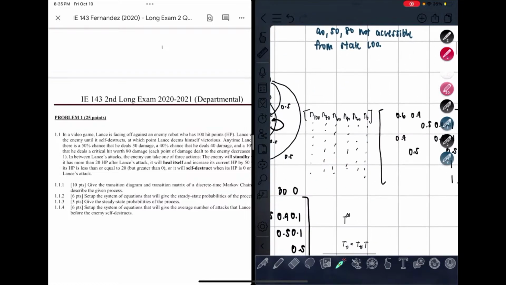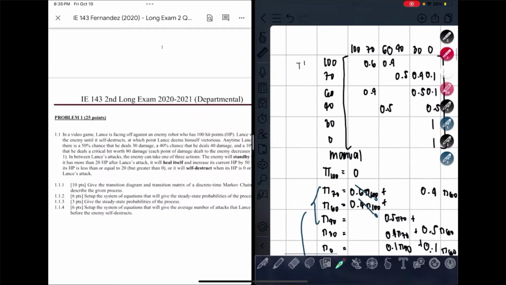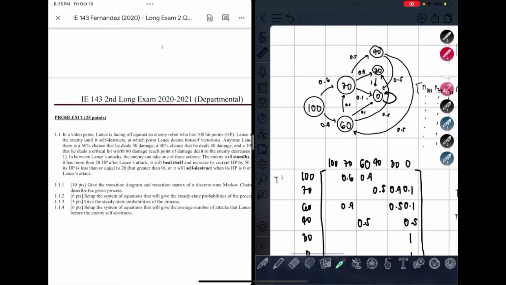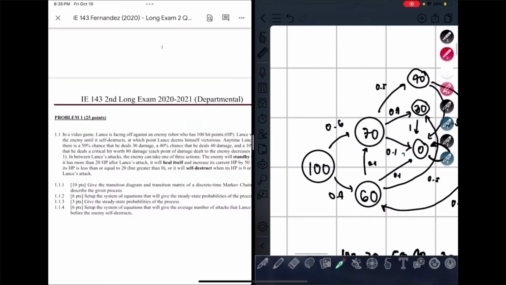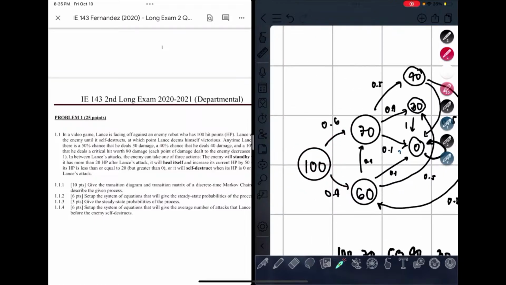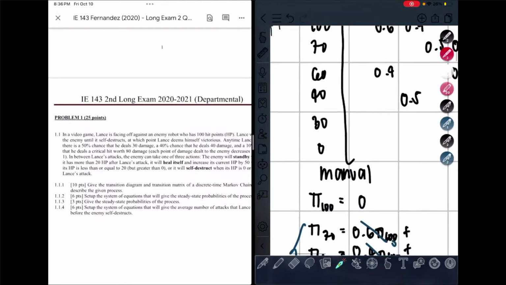So meaning just this becomes 0, right? And if you think about it, that makes sense. Why? Because if you start at 100, you can either go to 70 or 60, but you can't come back to 100, right? It is a transient state. So it makes sense that its steady state probability would be 0, because you're never going to come back to it once you leave it. So in the long run, the probability that it's at 100 is just 0, or just trends towards 0.